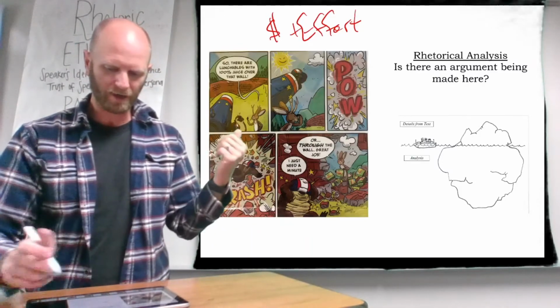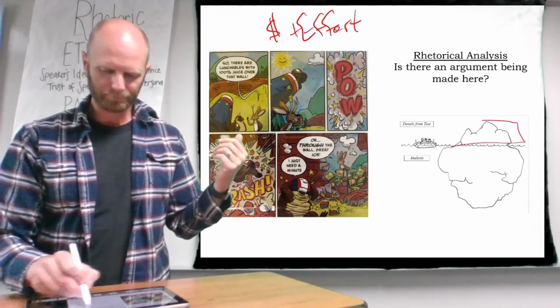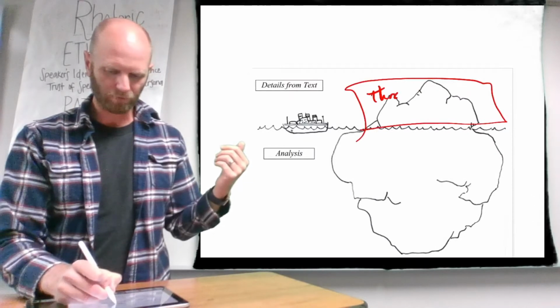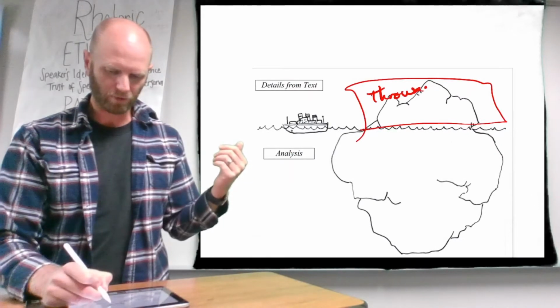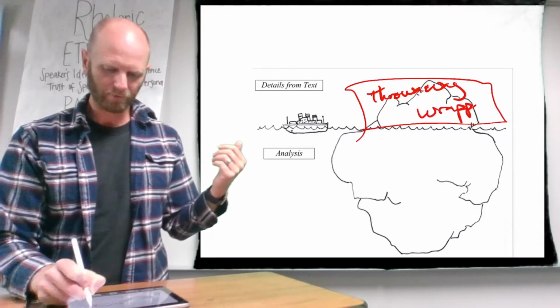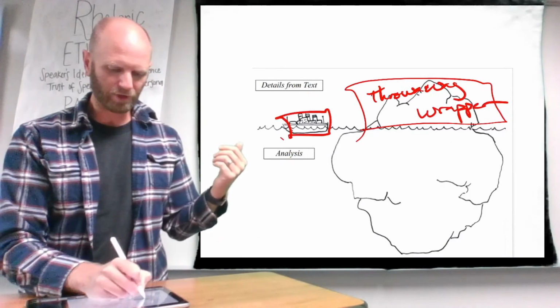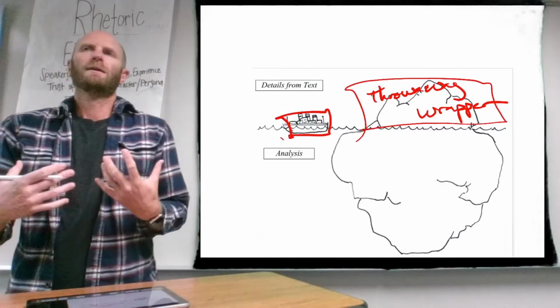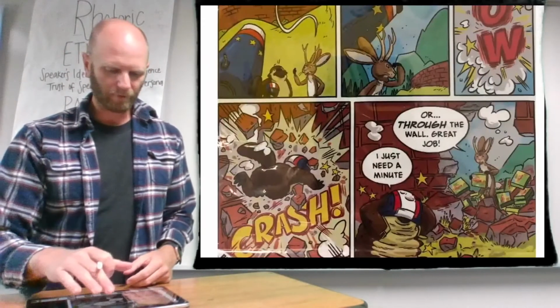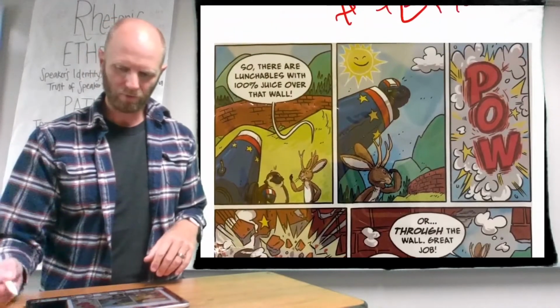So again, on the surface, it's just a throwaway wrapper, okay? But if we're going to be critical thinkers, this cute little ship, what is in the iceberg? Okay, what's in the iceberg? We notice some details, right?